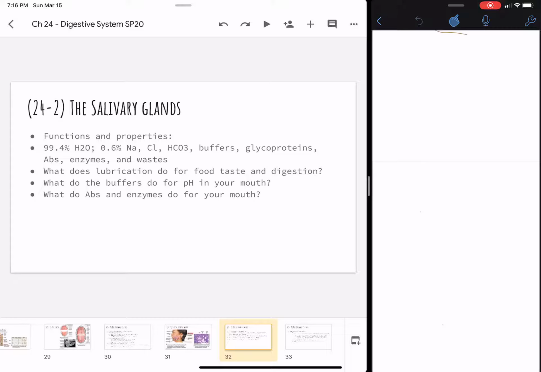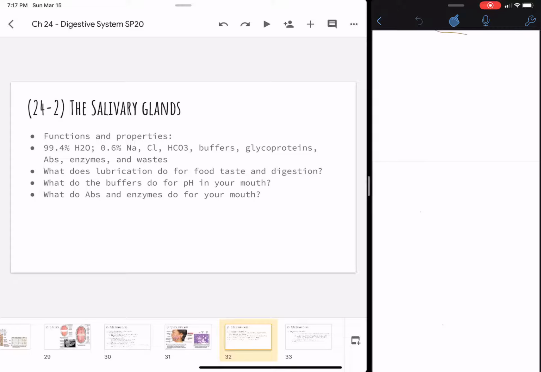Functions of the salivary gland: a majority is water, then we've got some salt, chloride, bicarb, buffers, glycoproteins, antibodies, enzymes, wastes. Just a nice mix that can really accommodate anything that's coming in from the external environment. Lubrication for the food will actually increase the amount of taste you might have from all of the particles. And for digestion, this is also helping us move it back towards the esophagus and giving it an easy way down the esophagus into the stomach.